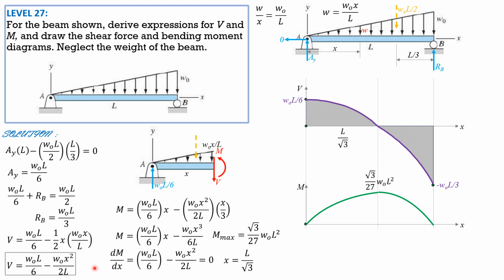Then when x is L, here we already plotted this. When x is L in this moment equation, you just substitute L here and you will find that moment is 0. So that's the moment diagram. Maximum moment occurs at L over square root of 3 from the left support. So that's it for this part.